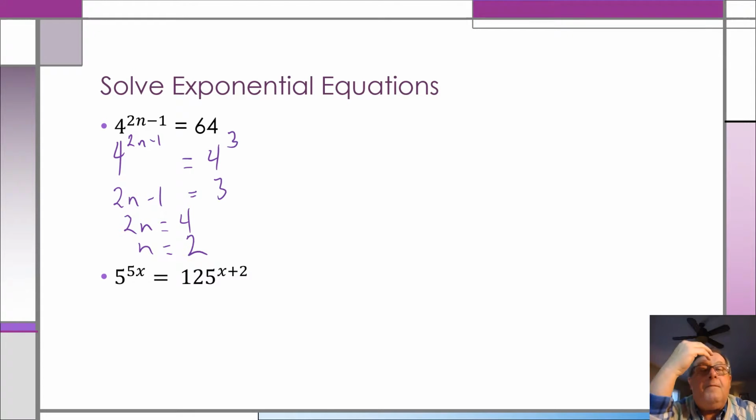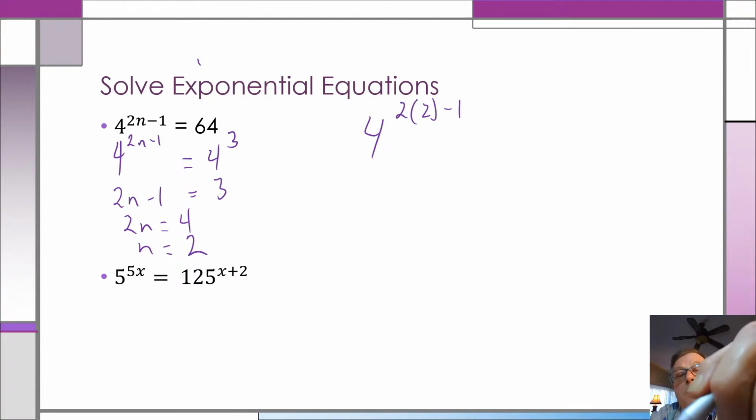Now, I might want to plug that back in and see if that seems to work out all right. So if I substitute 2 for n, we got 4 raised to the power of 2 times 2 minus 1. And that's going to equal 4 cubed. And shazam, 4 cubed is actually equal to 64. So we want to get to the same base, cancel the bases, solve for the variable in the exponent.